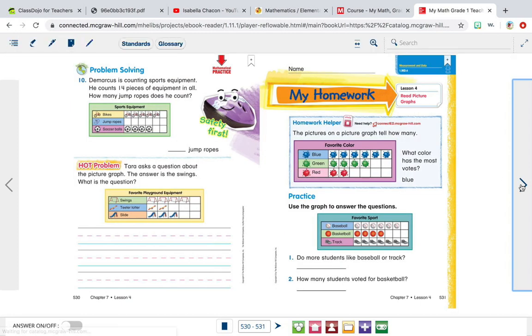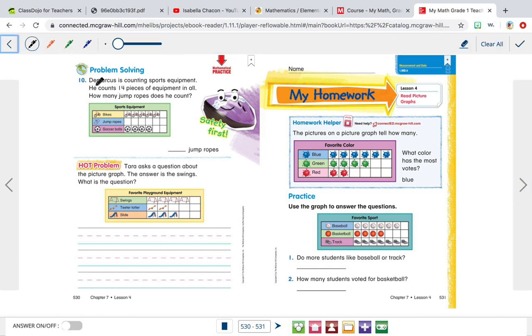All right, last page. Problem solving. DeMarcus is counting sports equipment. So he's counting his sports equipment. He counts 14 pieces of equipment in all. So he added up all his sports equipment, and then he said that there's 14 pieces in all. How many jump ropes does he count?